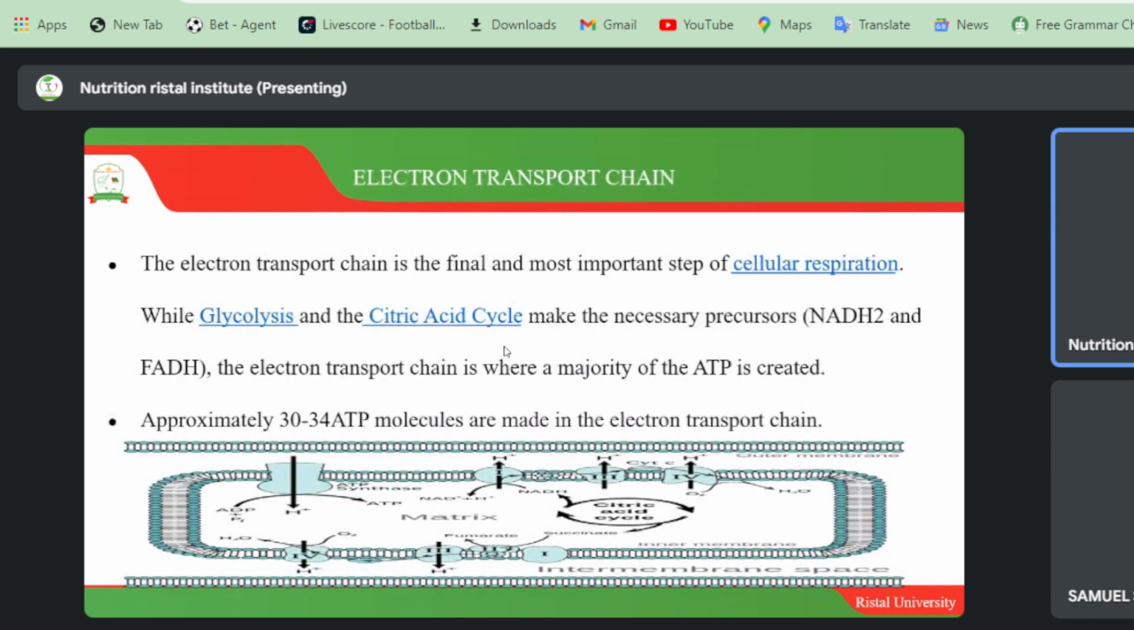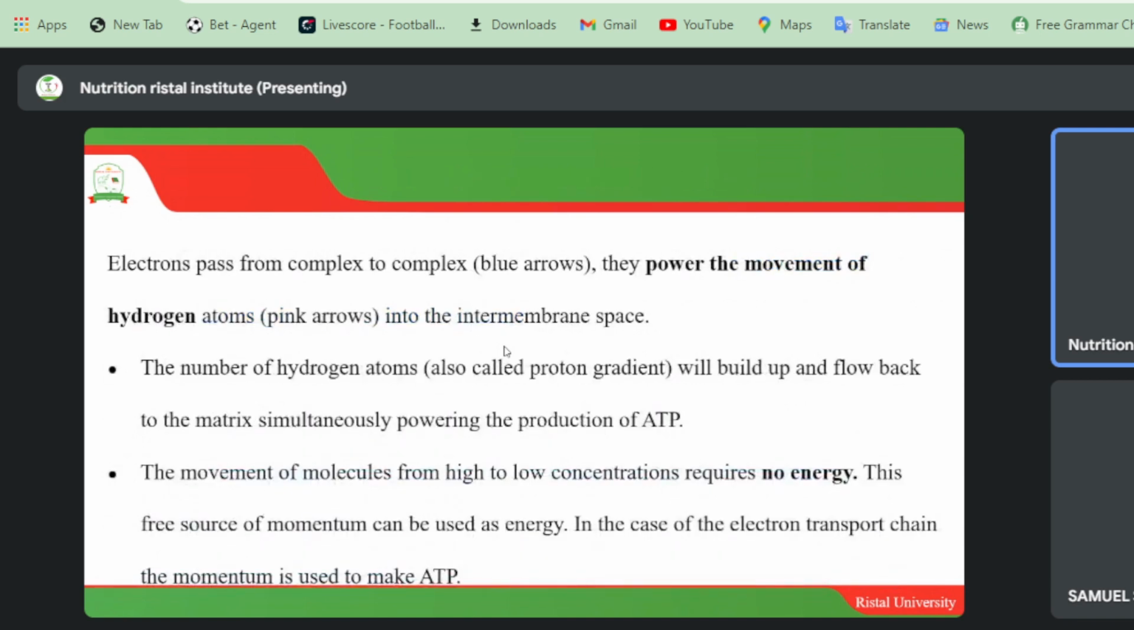So, the electron transport chain is the final and most important step of cellular respiration. And like I said earlier, it produces the most ATP molecules. While glycolysis and the citric acid cycle make the necessary precursors, which are the NADH and FADH2, the electron transport chain is where a majority of ATP is created. So that's approximately 30 to 34 ATP molecules that have been made from this whole process of cellular respiration, from one glucose molecule.